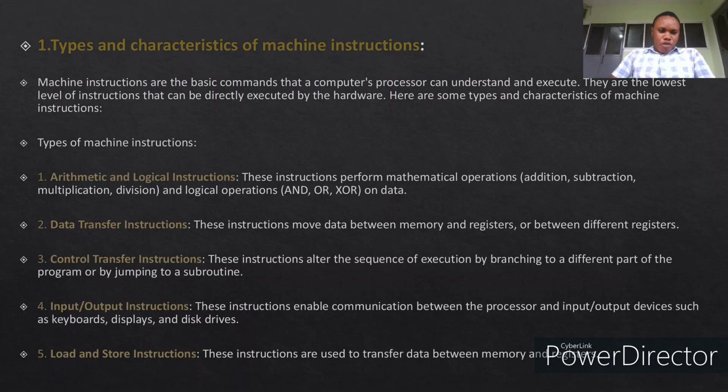And for the types of machine instructions, number one is arithmetic and logical instructions, such as AND, OR, XOR on data. Number two is data transfer instructions. These instructions move data between memories and registers, or between different registers.